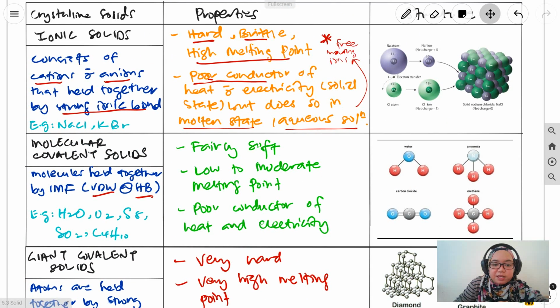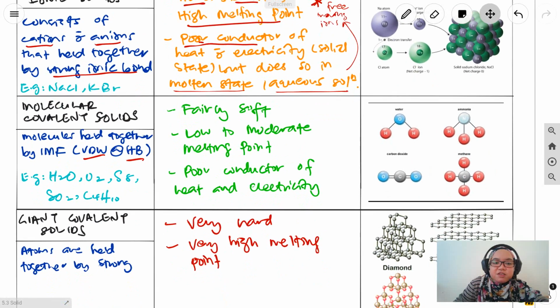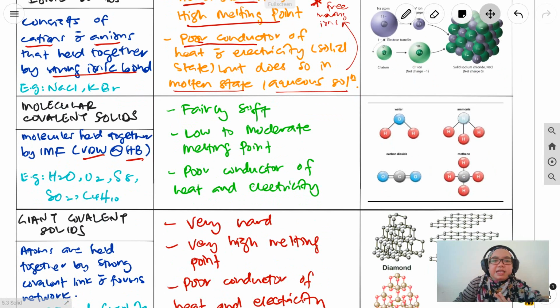Diamond is hard and brittle. But for molecular covalent solid, it is fairly soft. And it has low to moderate melting point. Compared to ionic solid, which has high melting point, molecular covalent solid has low to moderate melting point. And molecular covalent solid also is a poor conductor of heat and electricity.